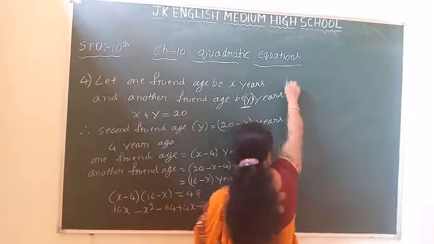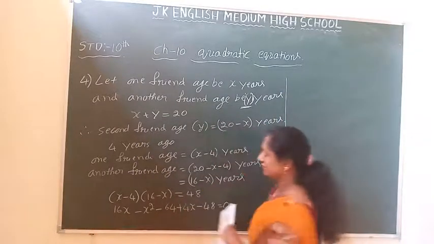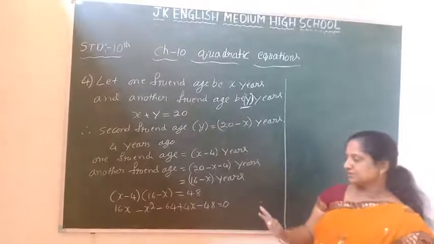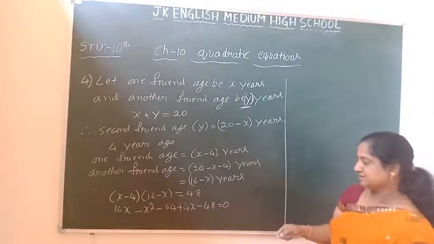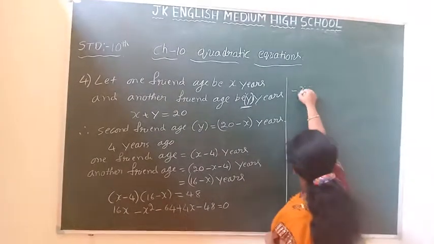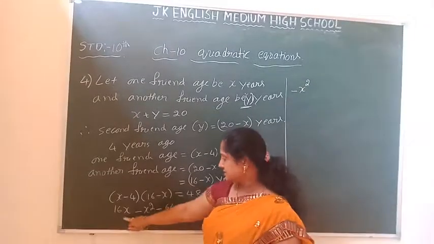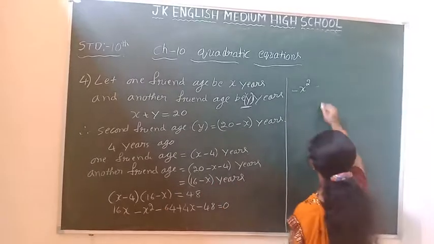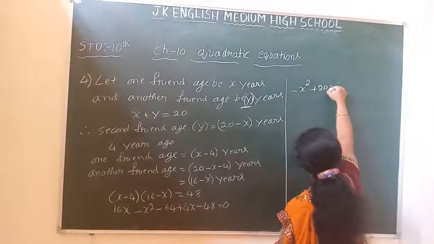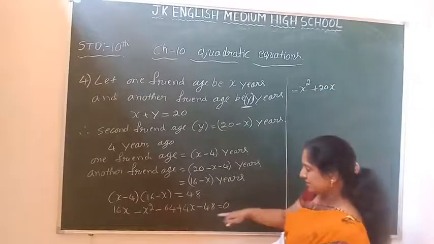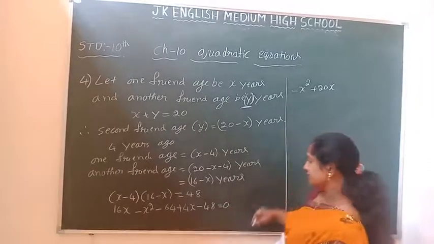Now we reduce to standard form of quadratic equation, children. First the power 2 term, next the power 1 term, next the constant. So minus x square is the first power 2 term. Next, like terms you add: 16x plus 4x is plus 20x. Then the constants, you observe, minus 64 and minus 48.